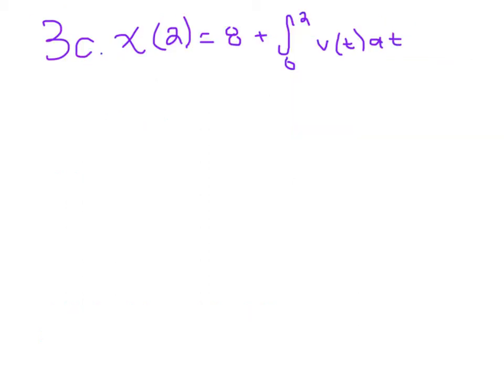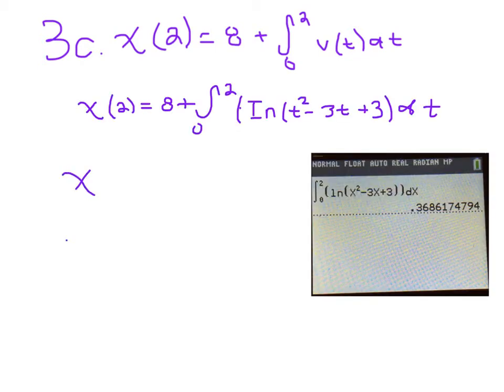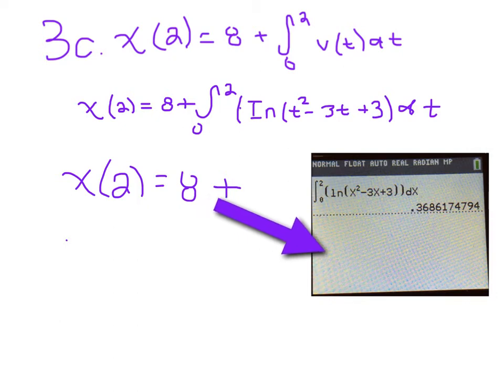Question 3c asks us to find the position of the particle at time t equals 2. In the question, we are given that the particle is at position x equals 8 at time t equals 0. So now we solve for x of 2. After adding 8 plus this, we get 8.369.